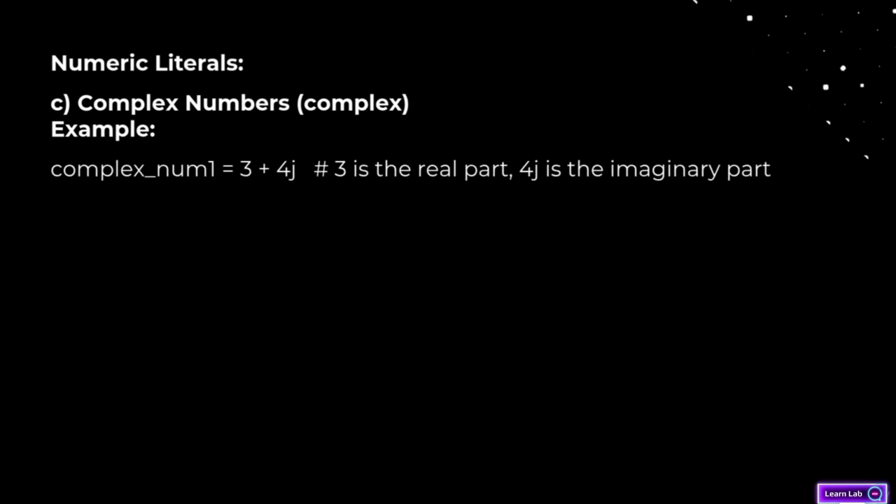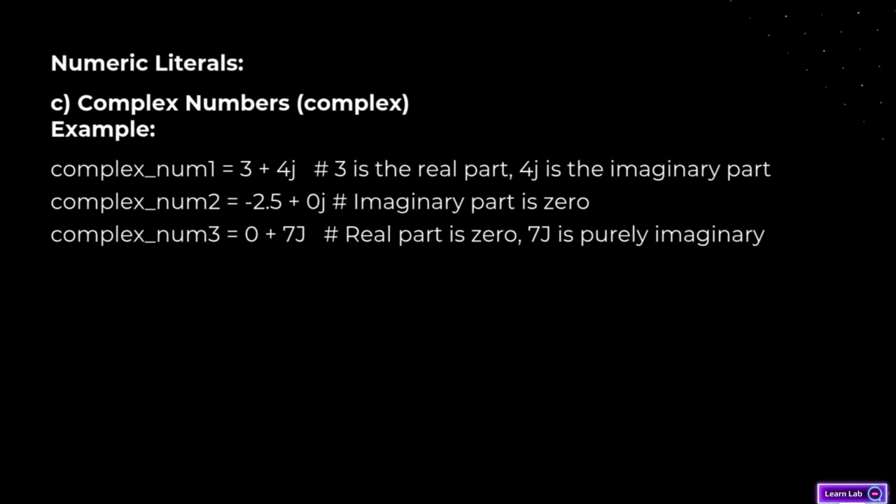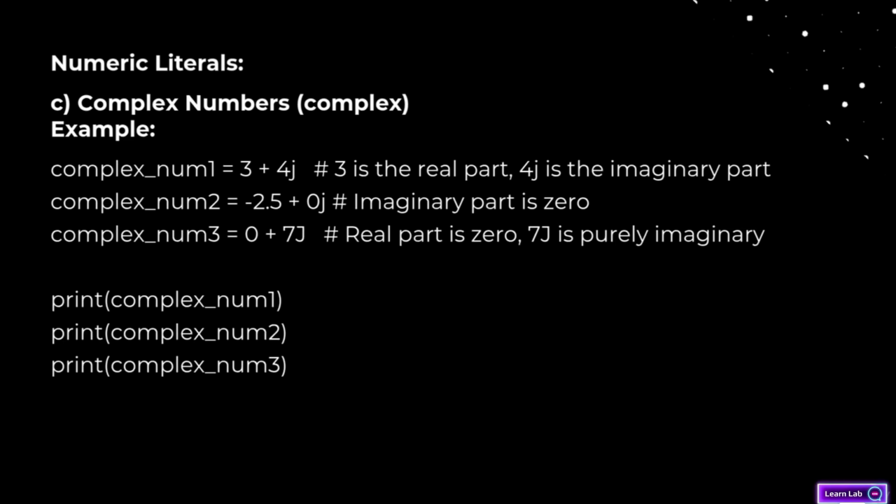The third type is complex numbers. Python supports complex number literals, which are made up of a real part and an imaginary part. The imaginary component is indicated using capital J or small j. For example, here 3 is the real part, 4j is the imaginary part, and here 0.7j is purely imaginary. Print these numbers. This demonstrates how Python handles complex numbers in different forms.